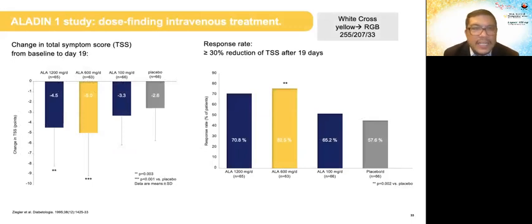This is one study, a dose-finding study using intravenous alpha lipoic acid. This is the ALADIN 1 study. As you can see, they measured total symptom score using a questionnaire from baseline to day 19, whereby alpha lipoic acid at doses of 1,200 milligrams per day in blue, at 600 milligrams per day, and at 100 milligrams per day versus placebo showed as much as a 30% reduction of total symptom score after 19 days, particularly with alpha lipoic acid at 600 milligrams daily.